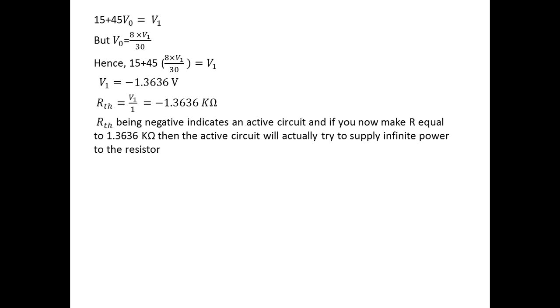So as RTH is negative, it indicates an active circuit, and if you now make R equal to 1.3636 kilo ohms, then the active circuit will actually try to supply infinite power to the resistor. So Pmax is equal to VTH square by minus 1363.6 plus 1363.6 the whole square into 1363.6. On doing the simplification, we get Pmax is equal to infinity.